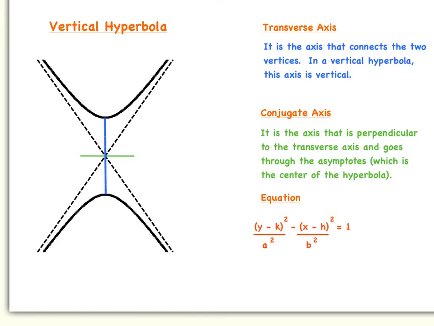Now, before we move on to our example, let's talk briefly about the a and b terms again. For a vertical hyperbola, the a term is still going to be the distance from the center to the vertex, and so it's going to be right there. And the b value is going to be the distance from the center to the edge of the conjugate axis. Now let's look at an example.